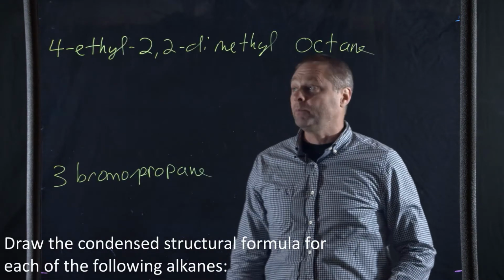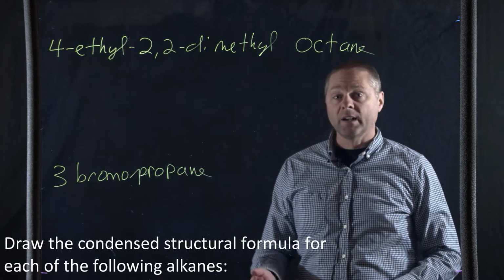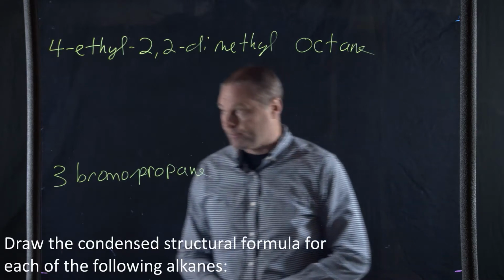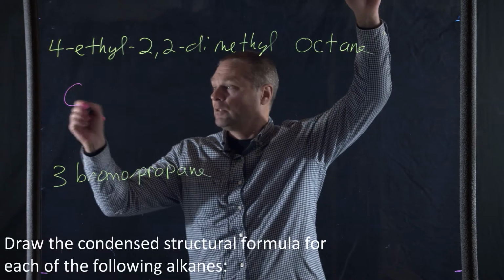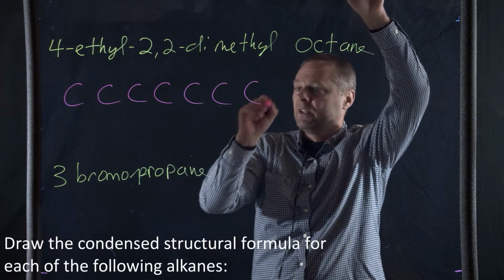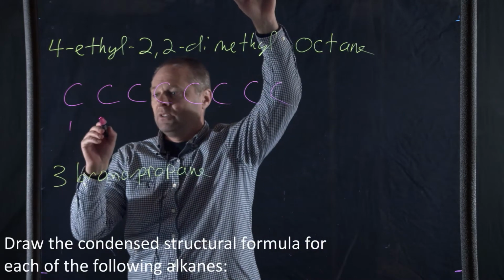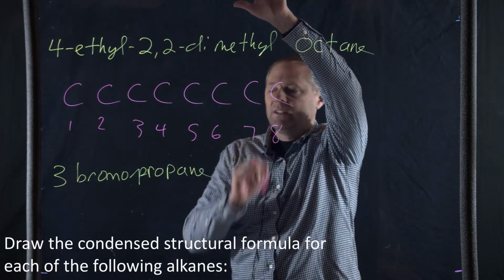Back with another problem. So in this one, we have 4-ethyl 2,2-dimethyl octane. Once again, we're going to come up with the condensed and structural formulas for these. All right. So once again, we'll start with octane. Octane is going to be C8. So there's 1, 2, 3, 4, 5, 6, 7, 8. We can number these as 1, 2, 3, 4, 5, 6, 7, 8. All right.